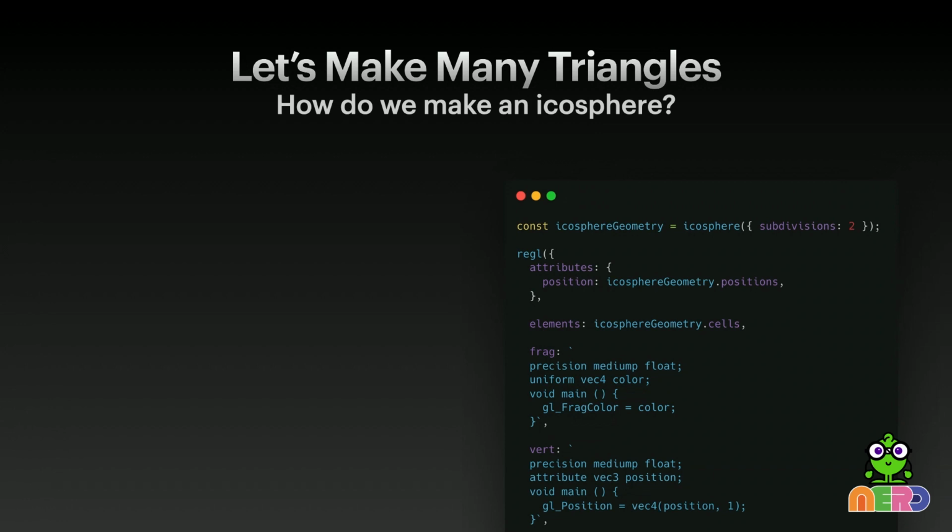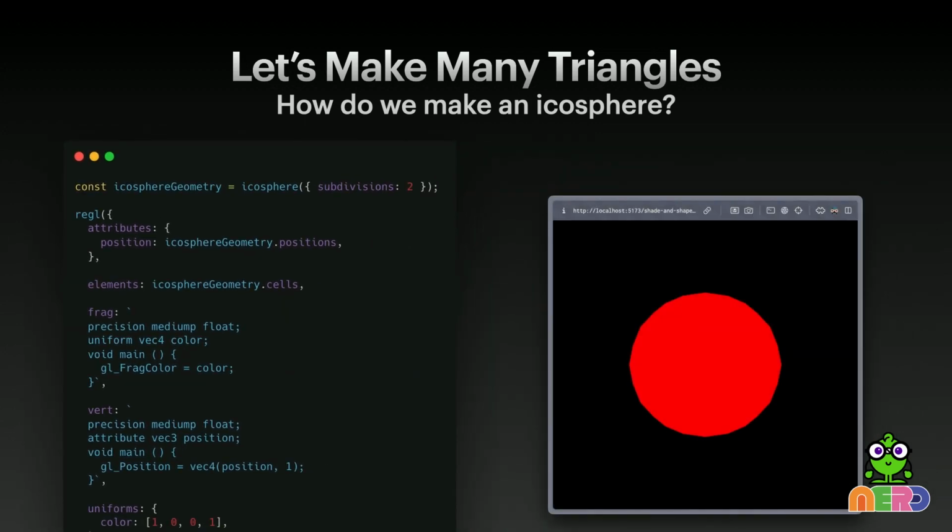All we did was add a couple lines. So we still have our fragment shader where we just color it red. And we still have our vertex shader. The only difference is instead of the list of positions and counts, there's our positions, and there's the elements, and there is our sphere.